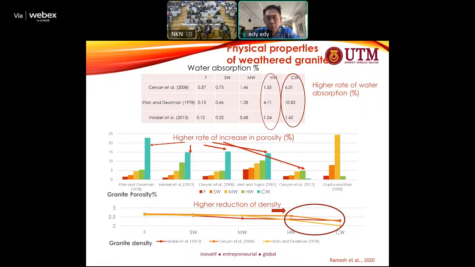It is not always the same and could not be used for all types of sites, but it is important to see here that the porosity and the water absorption are highly dependent on the different state of weathering. It also includes the density, where from highly weathered to completely weathered, the changes are a bit drastic. Okay, another slide, please.